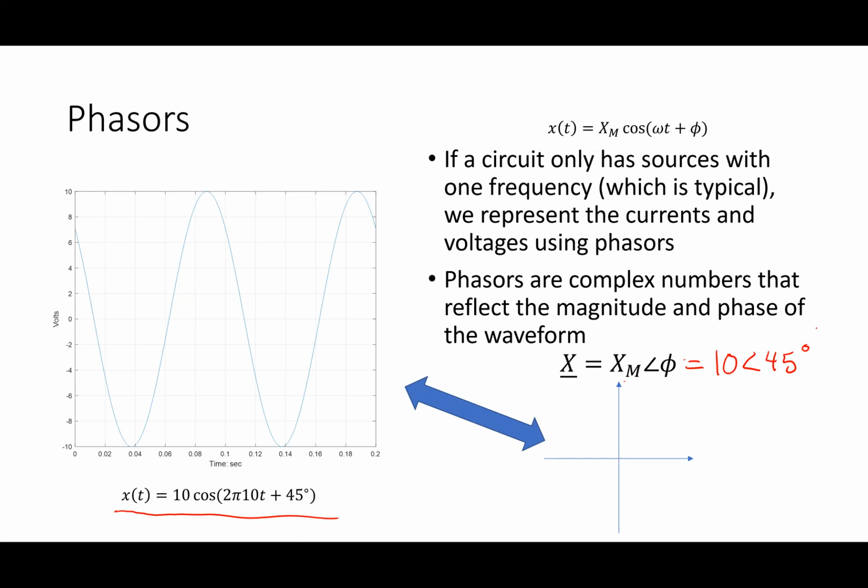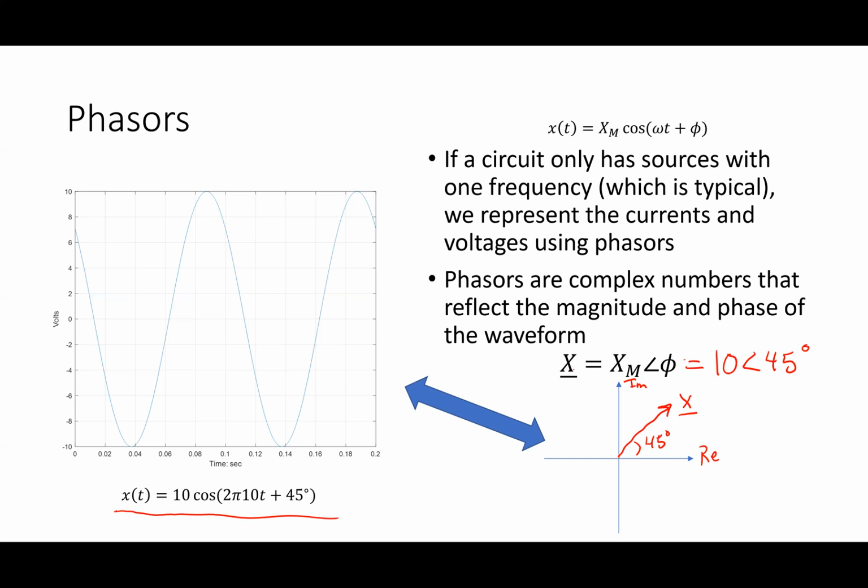So where would I draw 10 angle 45 degrees in the complex plane that I've drawn here? In the first quadrant, right? This is the real axis, and this is the imaginary. This is not new to you. So here's 45 degrees, and this is what I would call X. Typically I write these phasors with a bar underneath them, and I could express this as having a real part and an imaginary part.